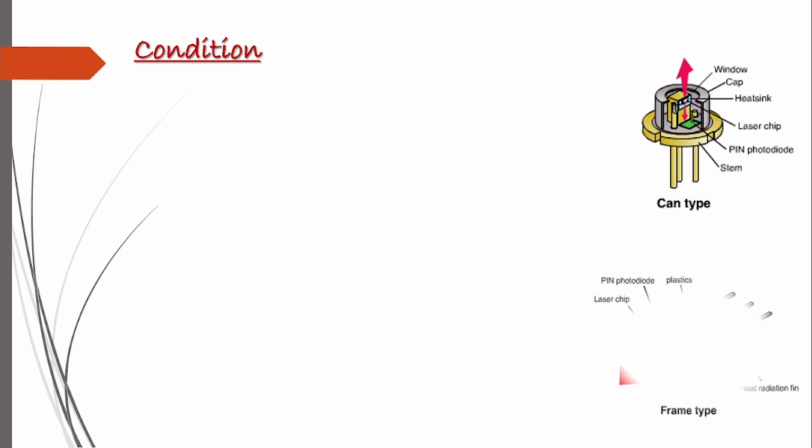So a rough idea about the working is understood. Next, let us move on to the condition corresponding to it. In semiconductor lasers there are two types, one is can type, another one is frame type. However, the working condition remains the same. That is, the principle of working always remains the same.